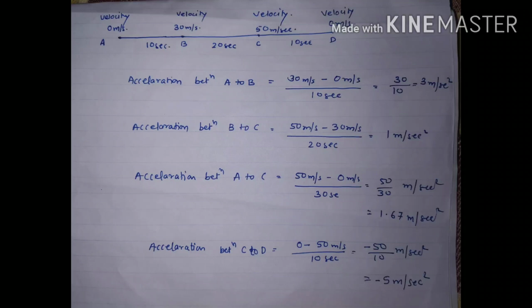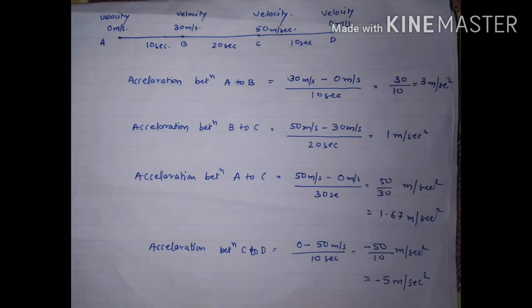The formula for acceleration is final velocity minus initial velocity divided by time. In the journey between A to B, the final velocity is 30 meter per second, and initial velocity is 0 meter per second. Therefore, by using the formula we have calculated the acceleration as 3 meter per second square. In the second case, the motion between B to C, the initial velocity is 30 meter per second and final velocity has gone to 50 meter per second. Therefore, the acceleration is found to be 1 meter per second square, because the time required for this journey was 20 seconds. So 50 minus 30 divided by 20 comes to 1 meter per second square.